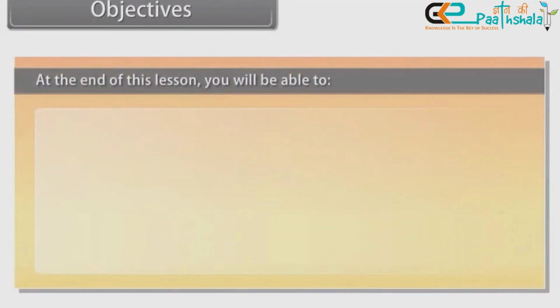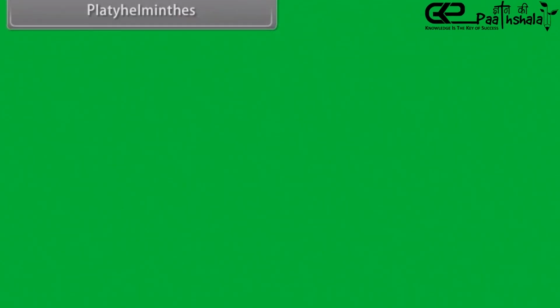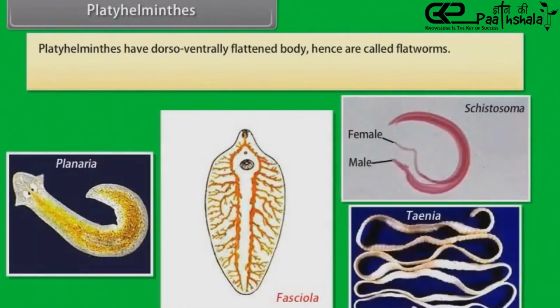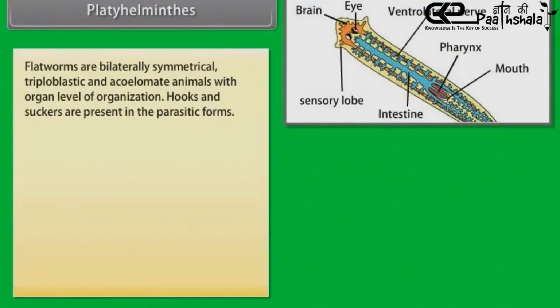Objectives. At the end of this lesson, you will be able to understand various characteristics of platyhelminthes, aschelminthes, annelida, arthropoda, mollusca and echinodermata. Platyhelminthes. Platyhelminthes have dorso-ventrally flattened body, hence are called flatworms. Platyhelminthes are mostly endoparasites found in animals including human beings. Flatworms are bilaterally symmetrical, triploblastic and acoelomate animals with organ level of organization.